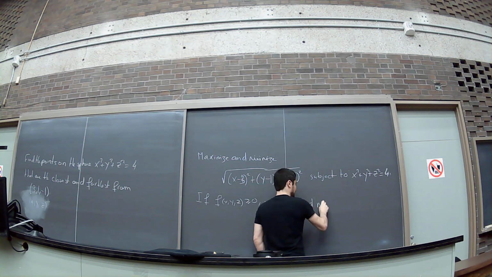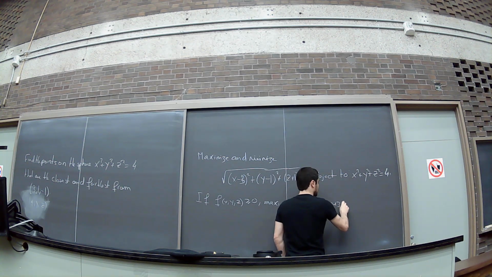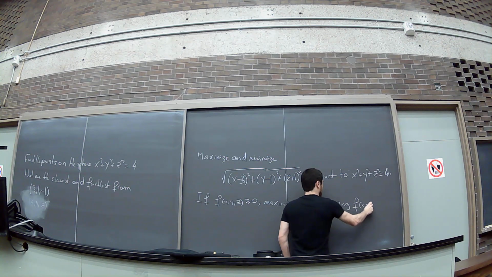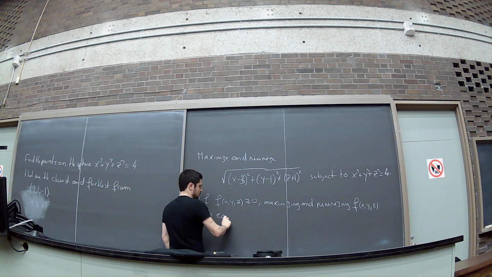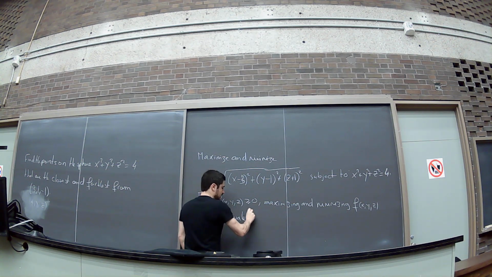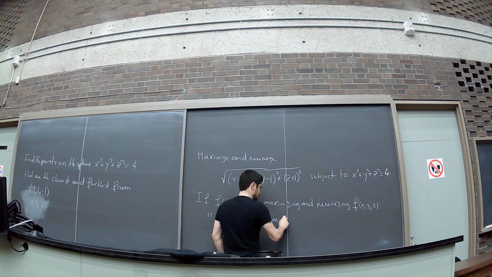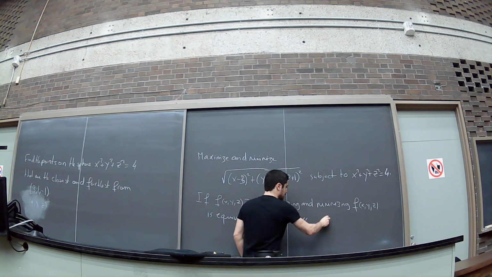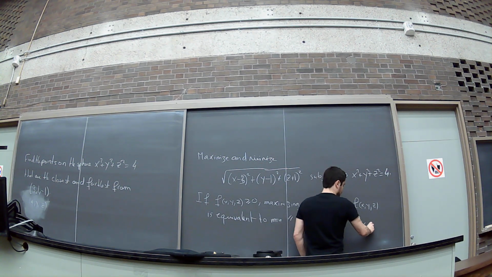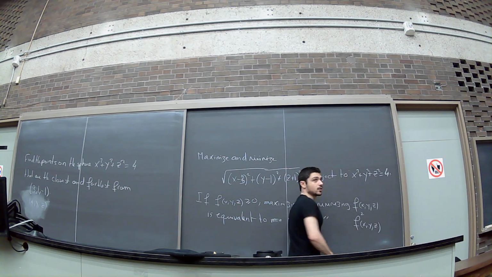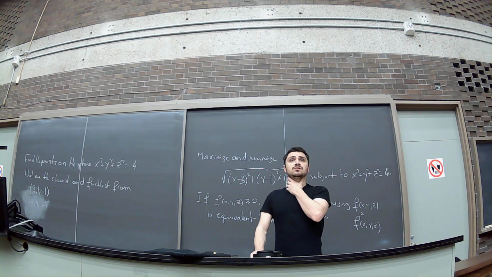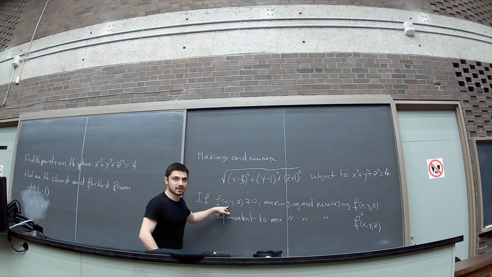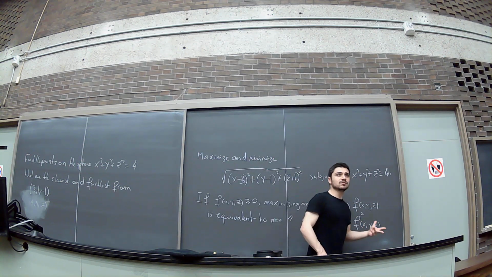So if f is positive, maximizing and minimizing f of x, y, z, even if it's subject to a constraint, is equivalent to maximizing and minimizing f squared. You agree with this? Because the square function is increasing on 0 to infinity. Now the values of the maximum will change. The value of the maximum will be the square. You see that or not?